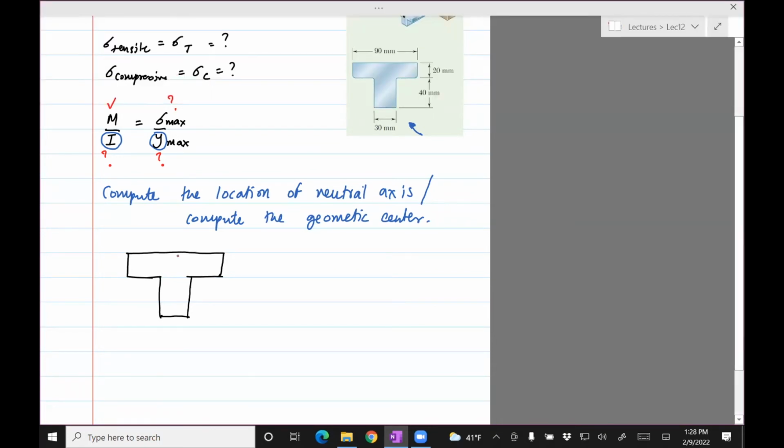Okay, before we put the dimensions, when you compute the geometric center, you'll use this formula. Some people like to use y prime for the geometric center. That'll be summation a times y divided by summation of a. That's the definition. So I need to break it down into individual areas whose centroid I know about, and then use that formula.